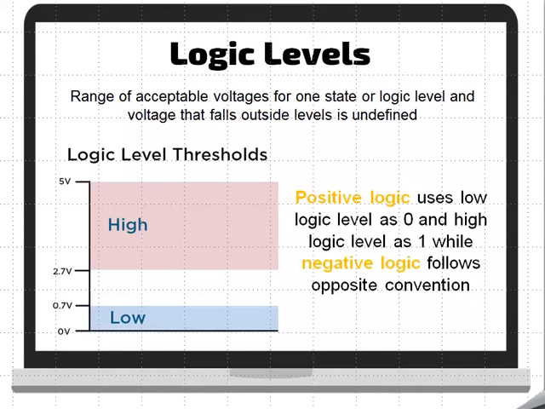We also have a concept of logic levels, which are the range of acceptable voltages for one state or logic level, and voltages that fall outside these levels are commonly undefined. Positive logic uses the low logic level as 0 and the high logic level as 1, while negative logic follows the opposite convention. This is a sample of the logic level thresholds, with low being 0 to 0.7 or 0.8 volts and high being around 2.7 to 5 volts.